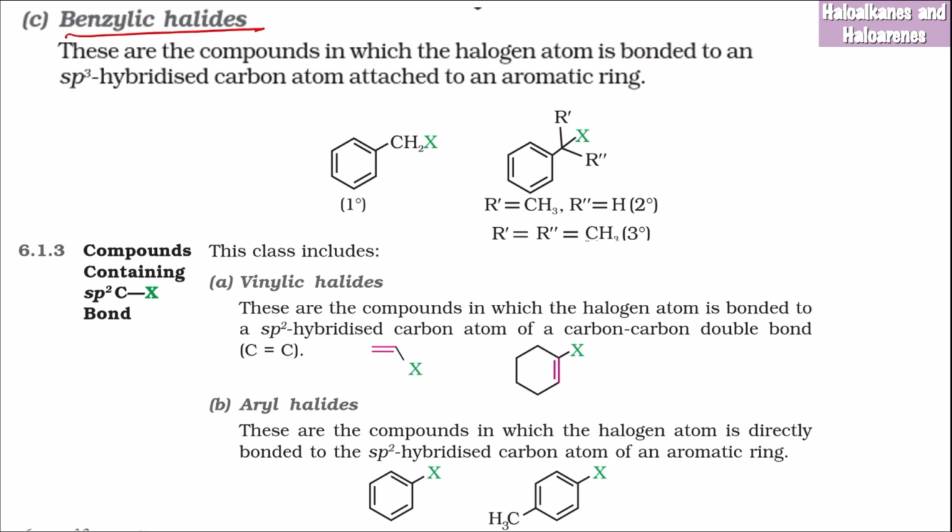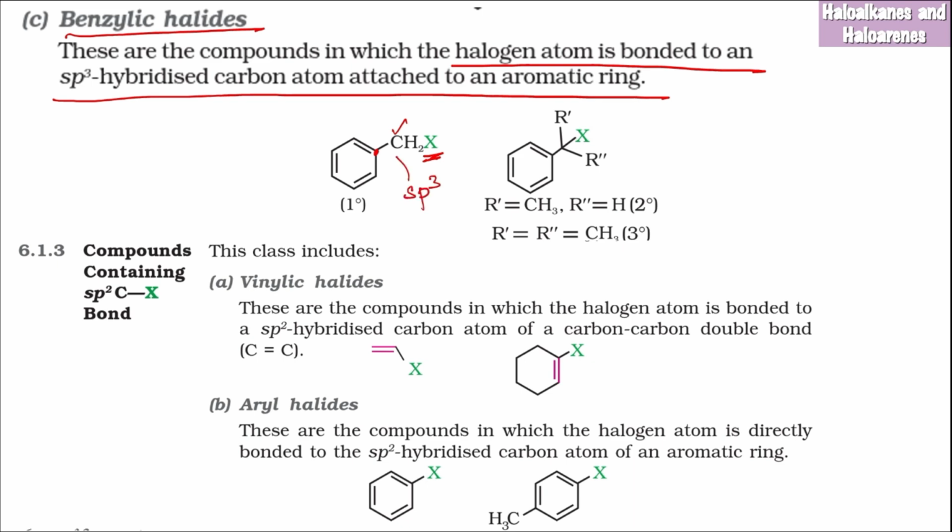Next is benzylic halides. Here the halogen atom is bonded to an sp3 hybridized carbon which is attached to an aromatic ring. See, this is the carbon which is bonded to the halogen atom. And this carbon is bonded to the carbon of the aromatic ring or the benzene ring, and the carbon bonded to the halogen atom is sp3 hybridized.